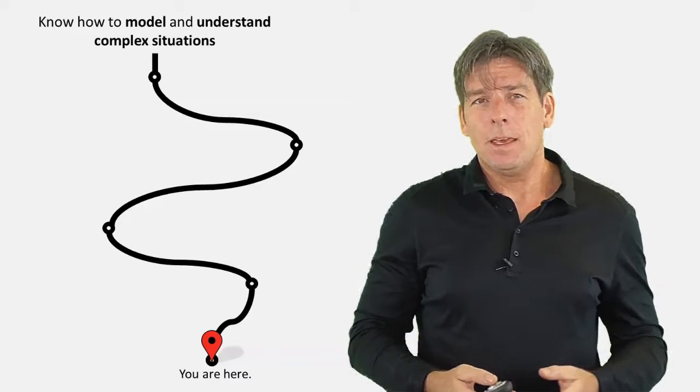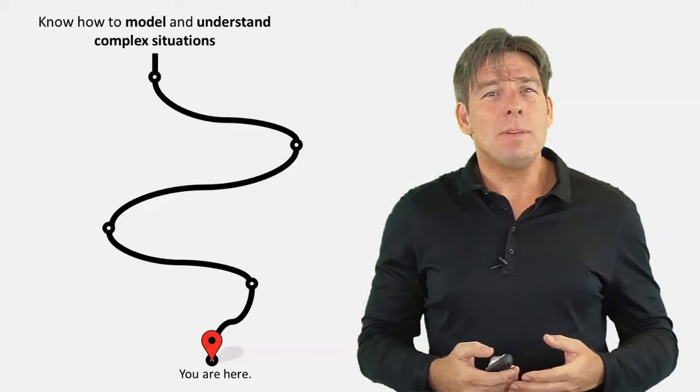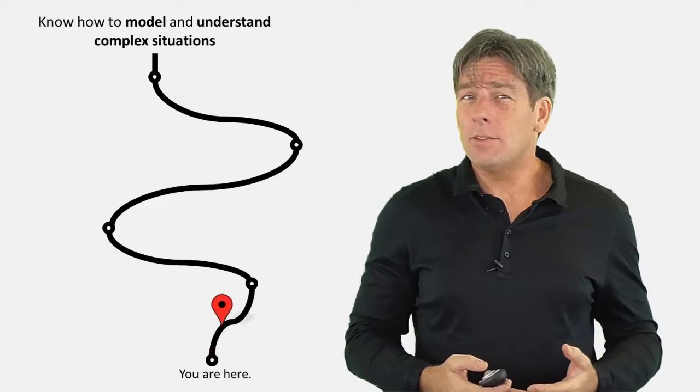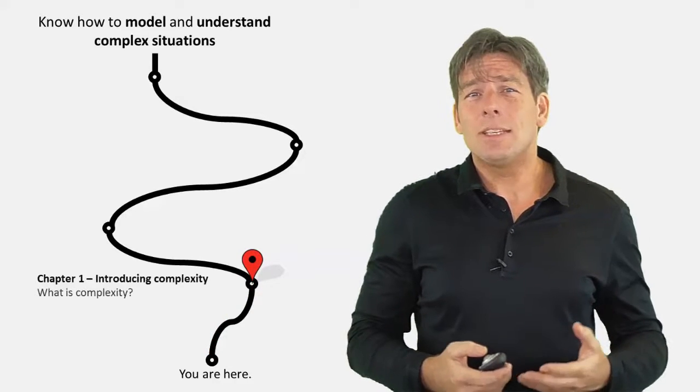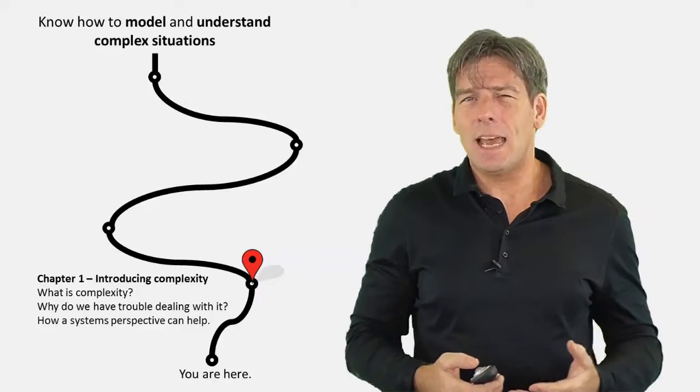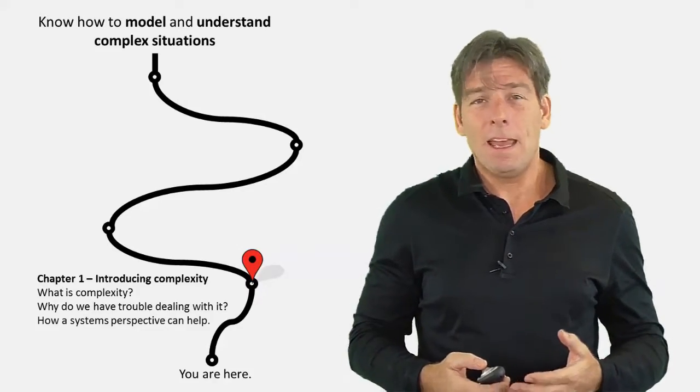In the first chapter, we look at what we mean by complexity, why we sometimes have so much trouble dealing with it, and how a systems perspective can help us better understand complex situations. At the end of the chapter, we look at the complex problem of poverty and poor housing.